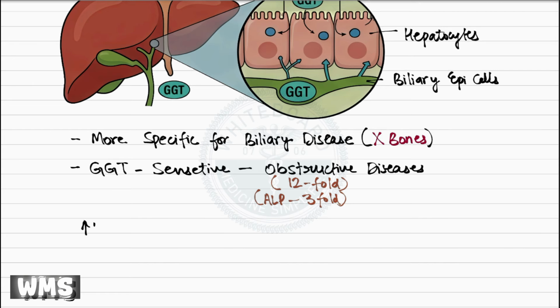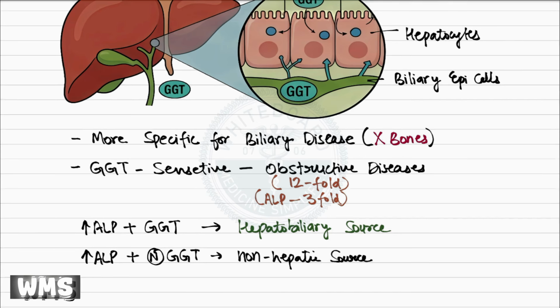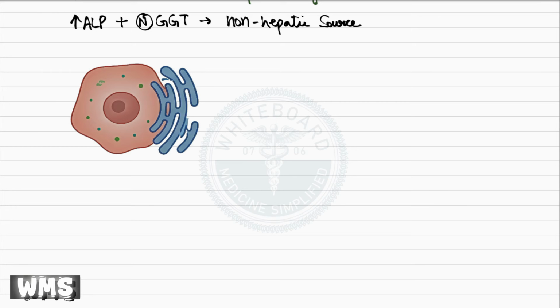So, if ALP is elevated along with GGT, the most likely source is hepatobiliary disease, particularly involving the biliary system. Whereas, if ALP is elevated with a normal GGT, the source is more likely non-hepatic, such as bone. It is synthesized and processed within the smooth endoplasmic reticulum of hepatobiliary tract before it is transported to its final location on the cell surface membrane.